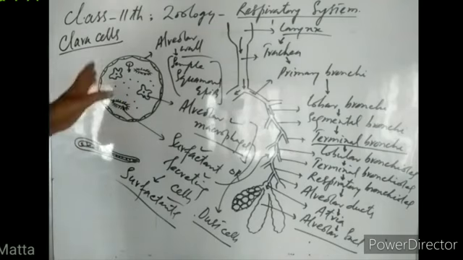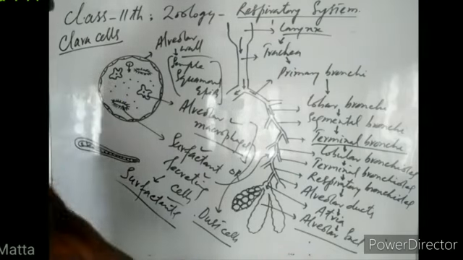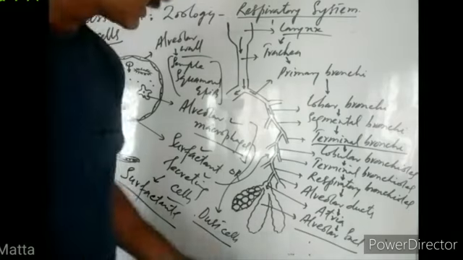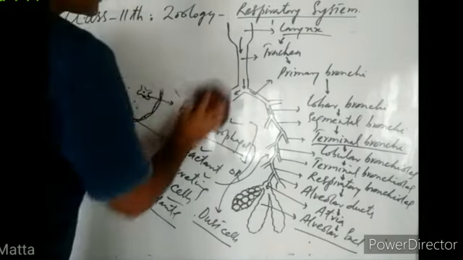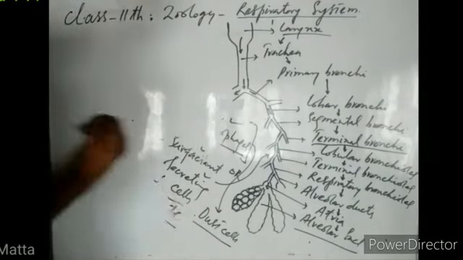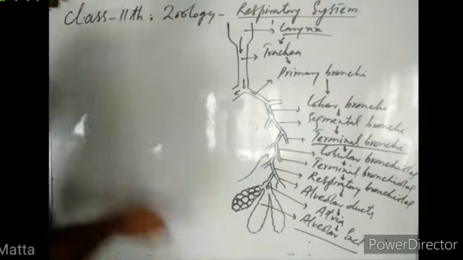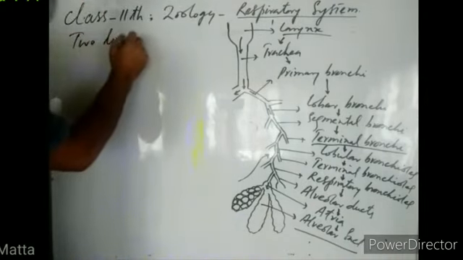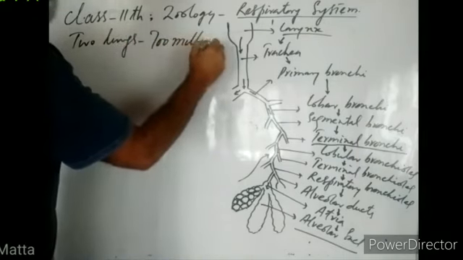So that is all about our respiratory tract. Now each of these alveoli is surrounded by blood capillaries. How many alveoli are present in our two lungs? In our two lungs, there are some 700 million alveoli.